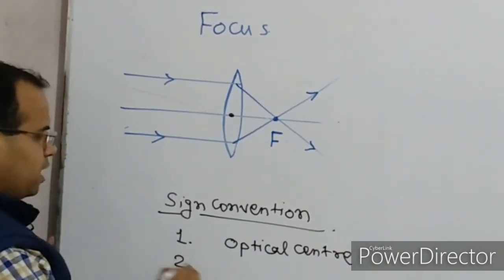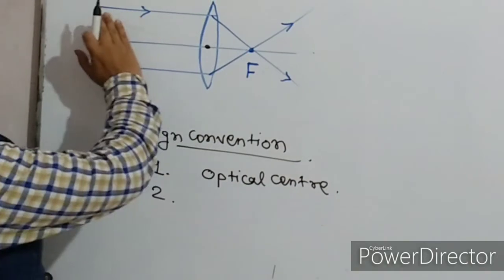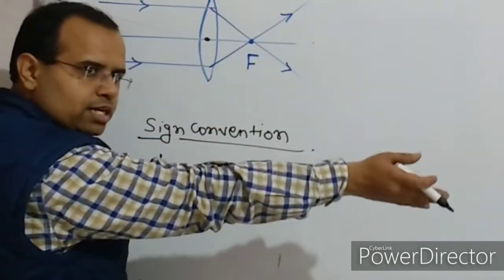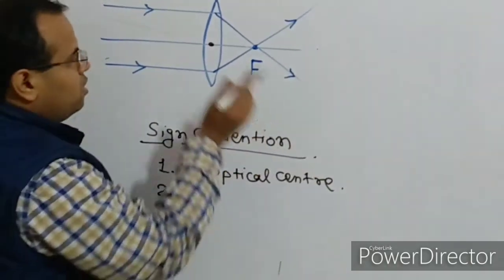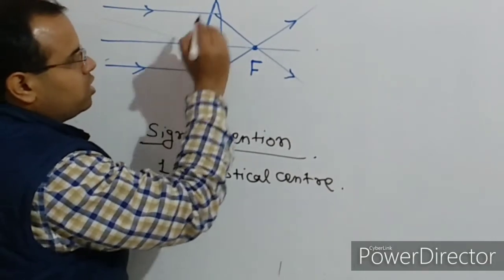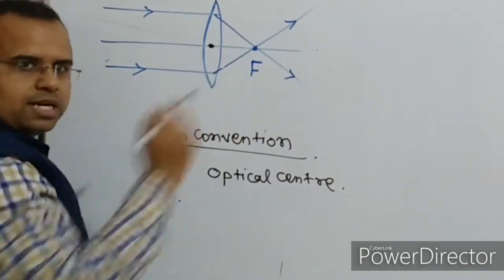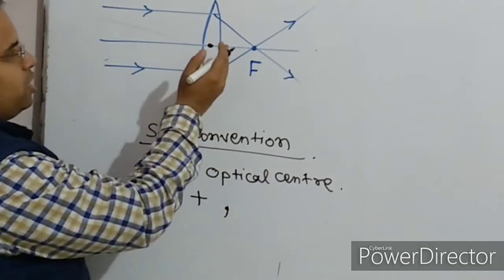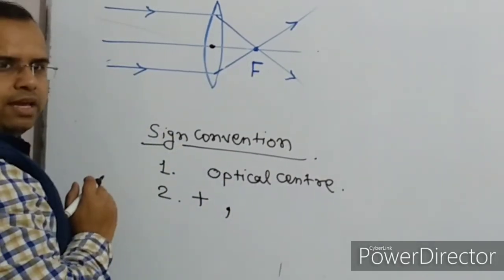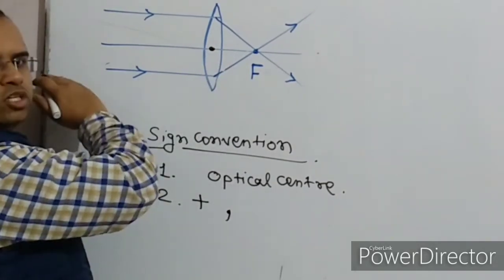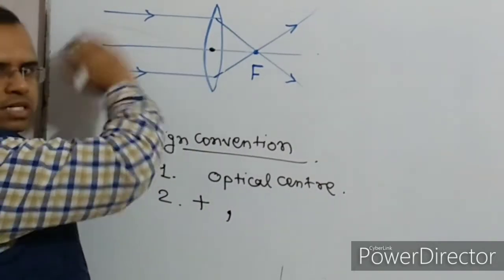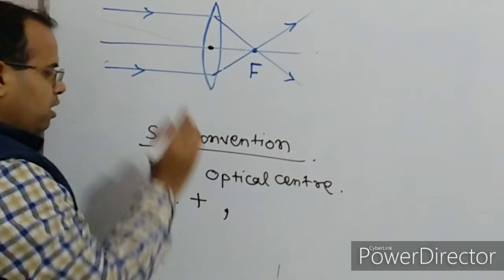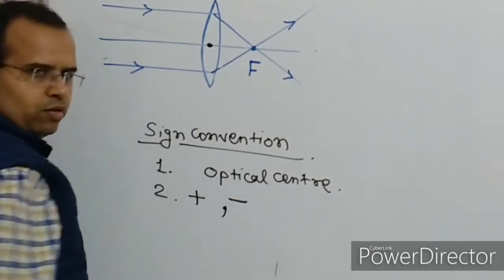The second sign convention is that all the distances measured in the direction of the incident light rays, that is, towards the right of the pole, the right of the optical center, are taken positive, and all the distances measured in the opposite direction of the incident light ray, that is, the left-hand side of the optical center, are taken negative.